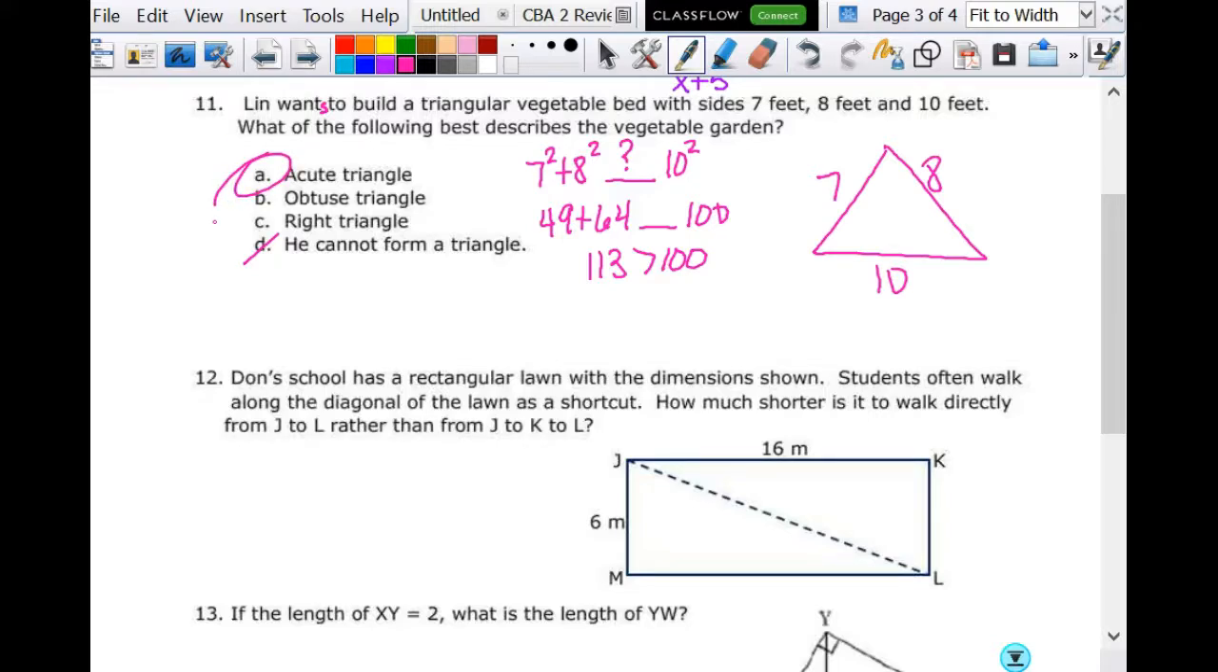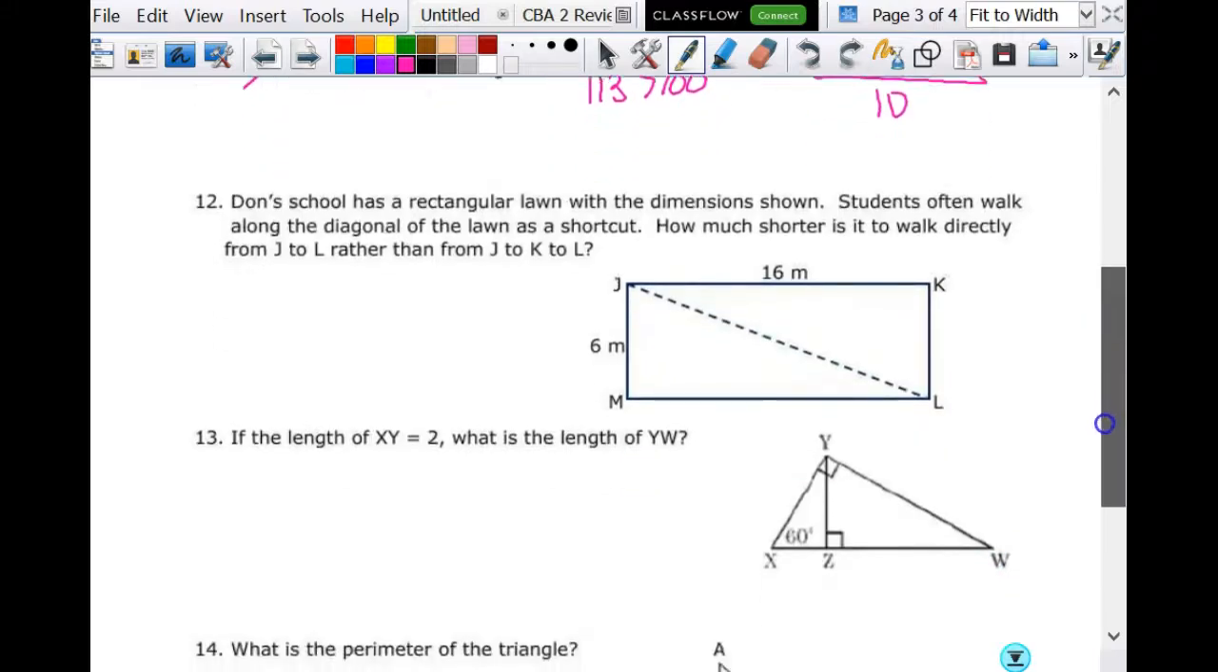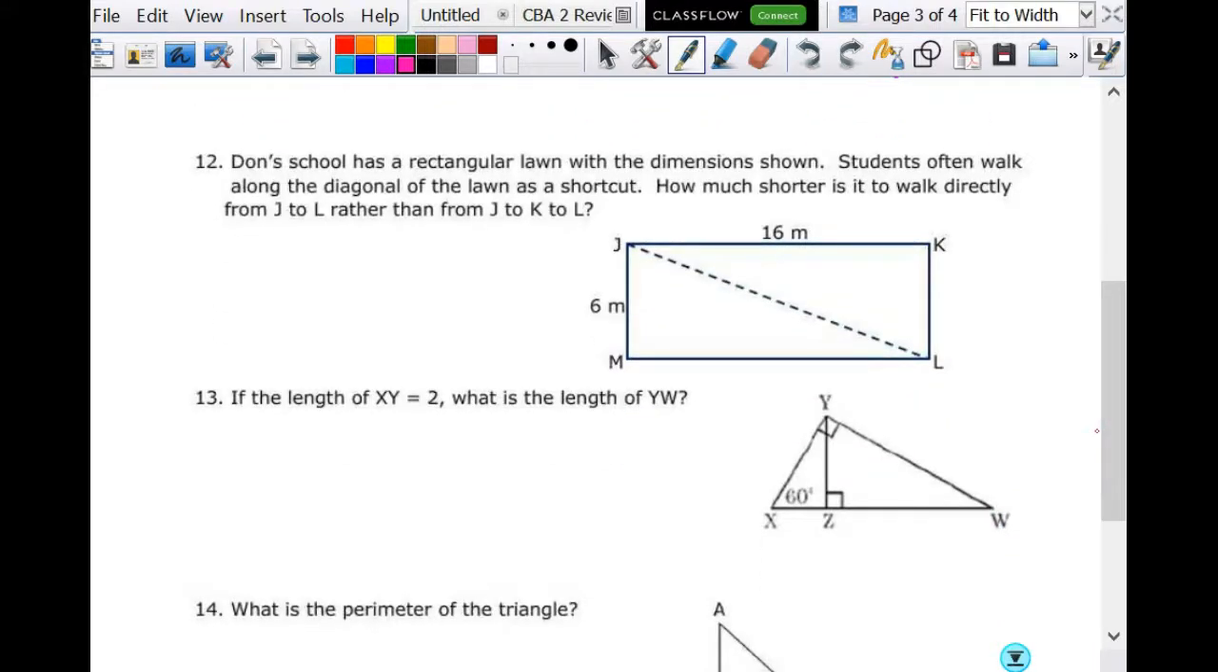All right, Don's school has a rectangular lawn with the dimensions shown. Students often walk along the diagonal of the lawn as a shortcut. How much shorter is it to walk directly from J to L rather than from J to K to L? All right, well, if it's a rectangle, if this is 6, this is 6. This is right, so I'm going to call this x.